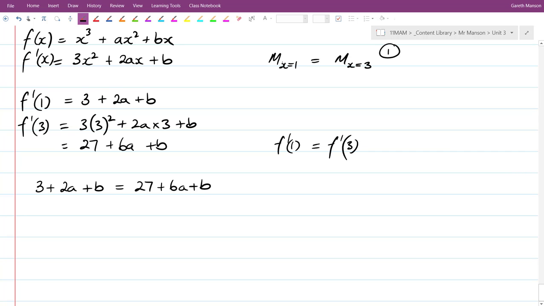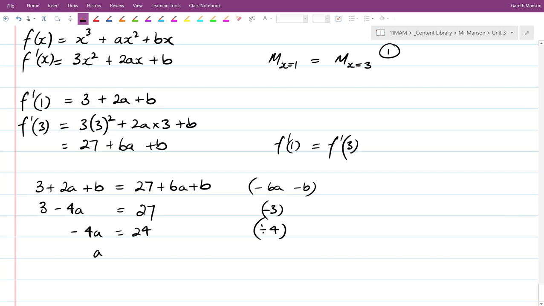I can't actually solve for a and b just yet, sorry, my mistake. But we can simplify this down to our first equation of two simultaneous equations. Oh no, we can solve for a here, can't we? Well, this works nicely. So I'm going to just subtract 6a, and I'm going to subtract b in the same line. It gives me 3 minus 4a, and then the b's disappear, equals 27. And I'm going to subtract 3, which gives me negative 4a equals 24. I'm going to divide by 4, and it gives me a equals negative 6.